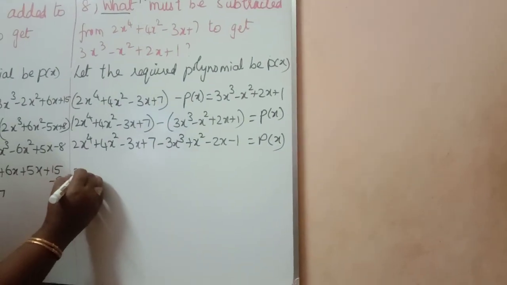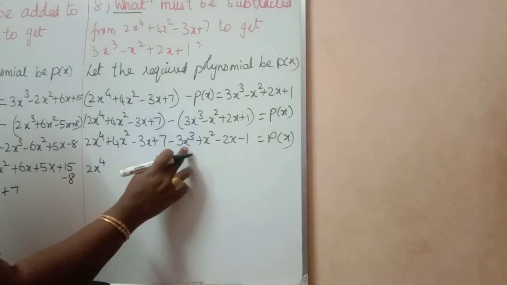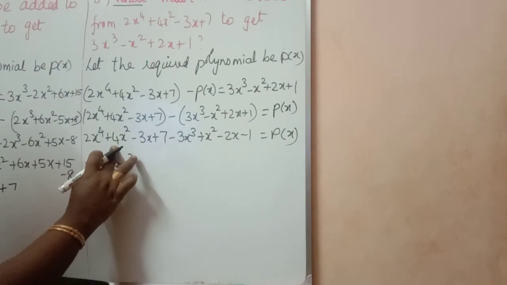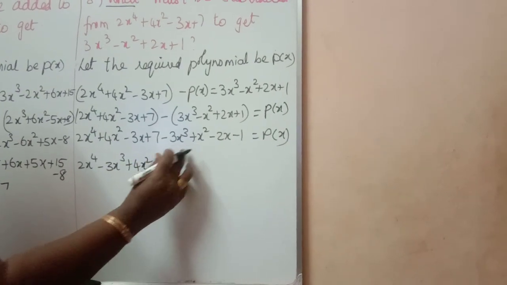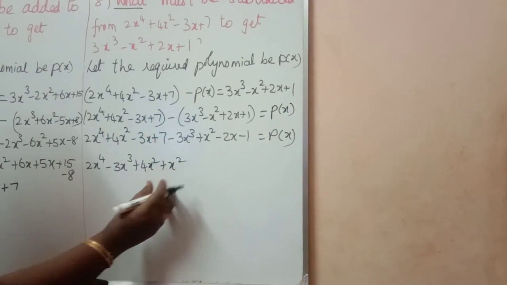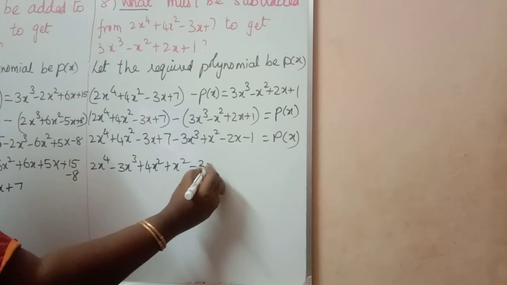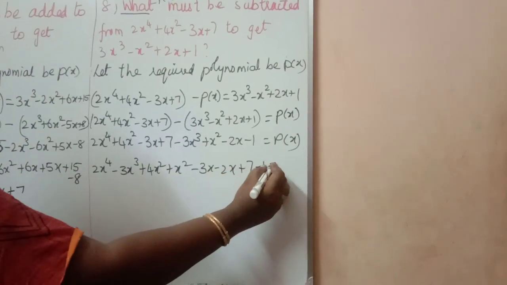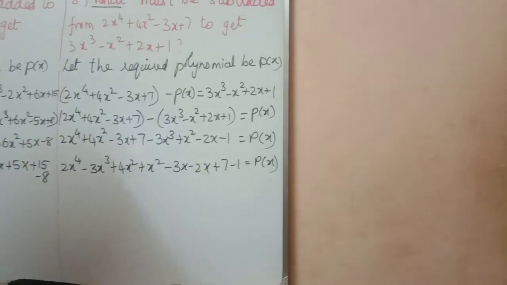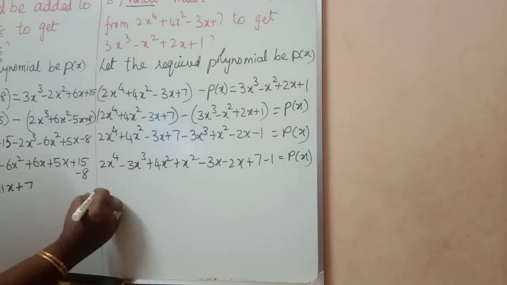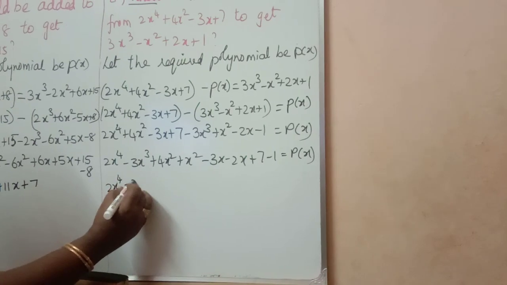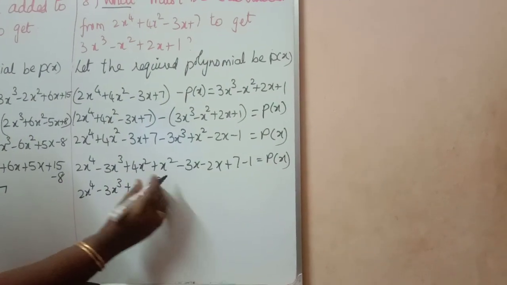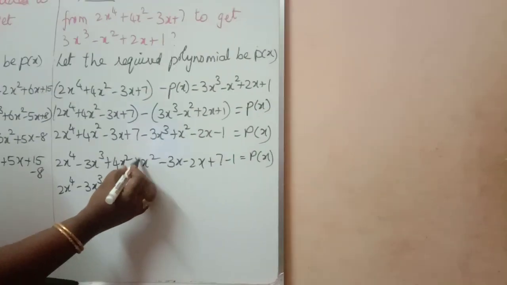Now write the like terms. x power 4, only one term is there. x cube here minus 3x cube; x square plus 4x square and one more plus x square; x minus 3x minus 2x; then constant plus 7 minus 1. Okay. Now x power 4, one term is there. x cube also one term is there. Then x square, 2 terms. So write x square plus 4 plus 1. Nothing is there, means coefficient is 1.